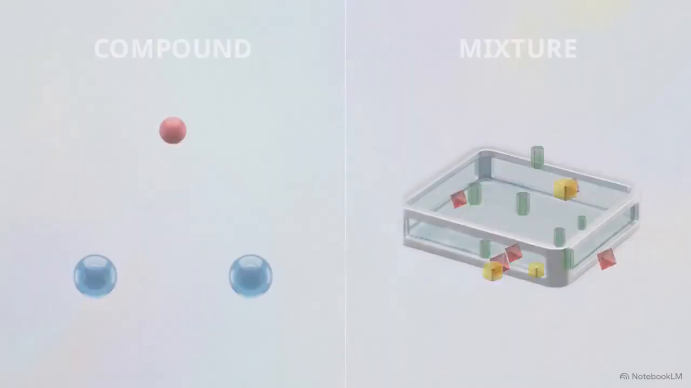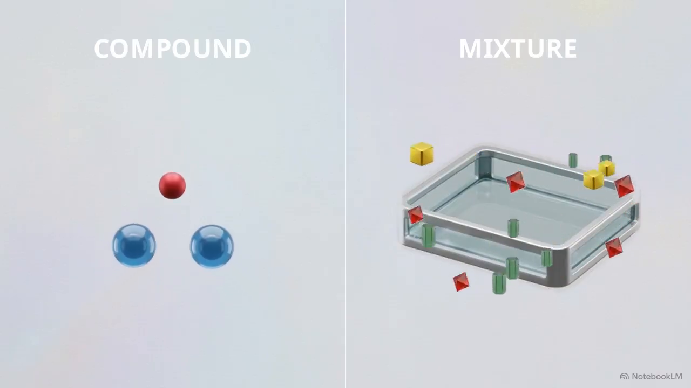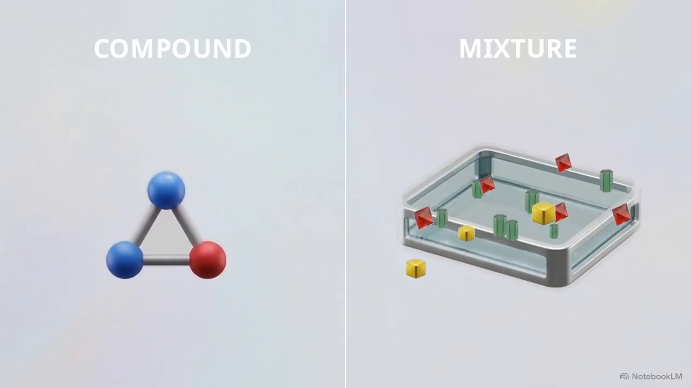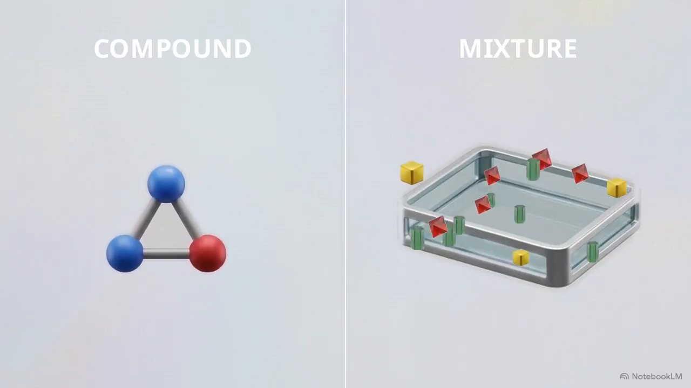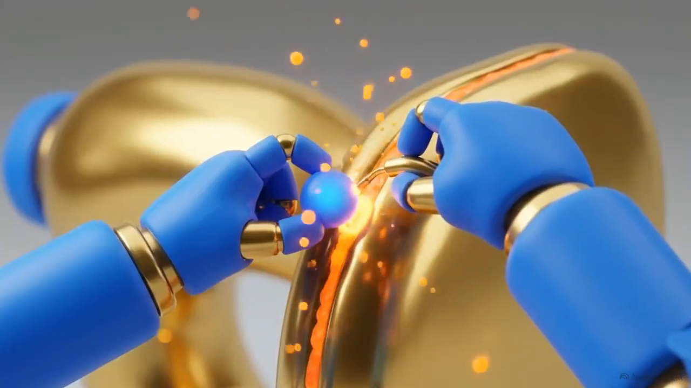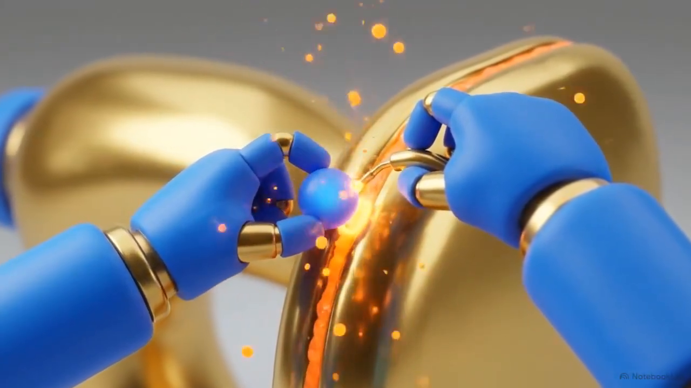To sum it up, compounds are governed by fixed ratios and chemical bonds. Mixtures are governed by variable ratios and physical blends. Knowing whether a substance is an element, a compound, or a mixture dictates exactly how we can isolate, combine, or shape it for a specific purpose.